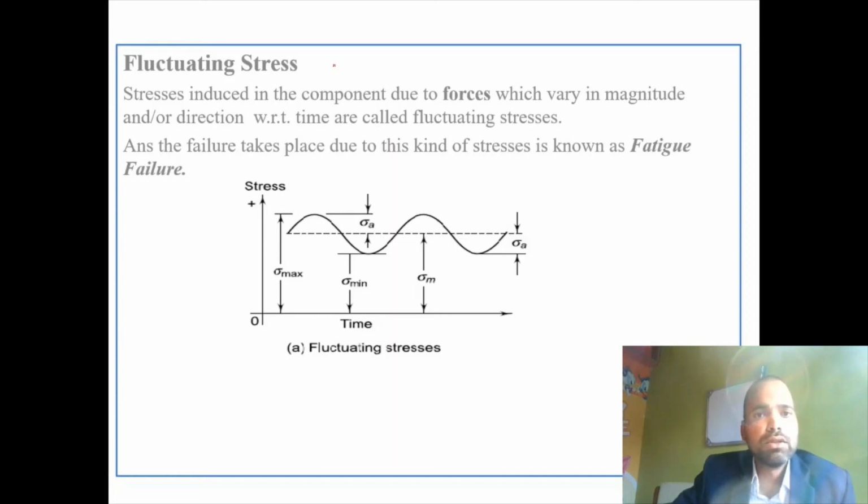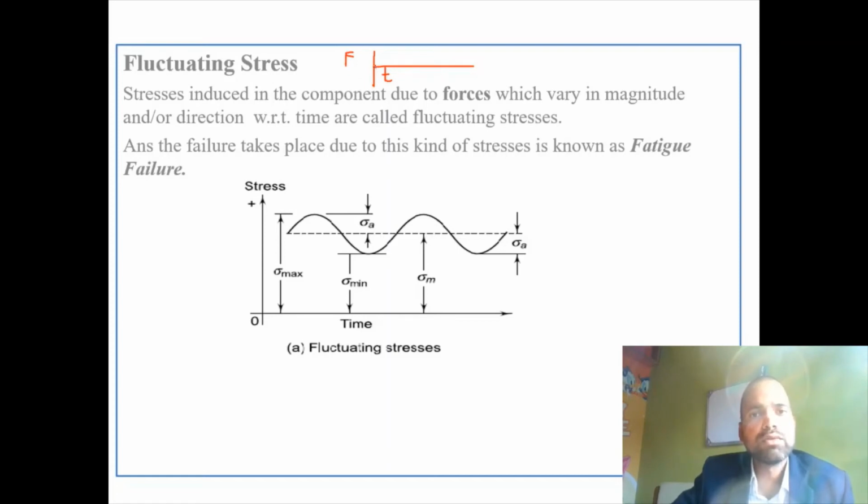Now the name of the unit is design of components subjected to fluctuating load. As we have discussed, the load which remains constant with respect to time is called static, and we have designed components in unit number 1 and unit number 2 for static load. Now there are major components in the mechanical industry which are most of the time subjected to fluctuating load.